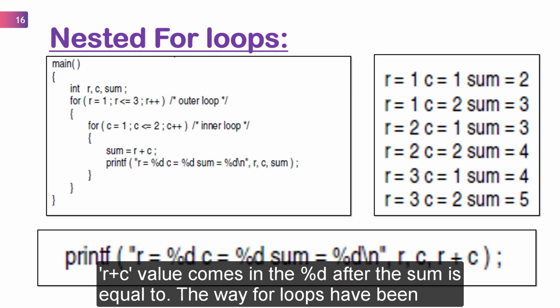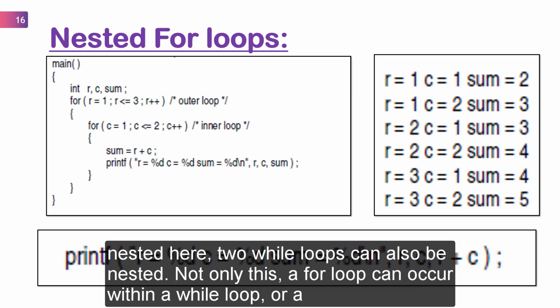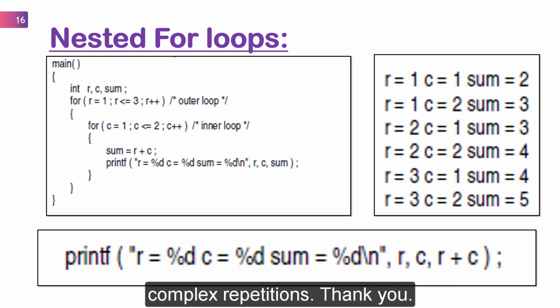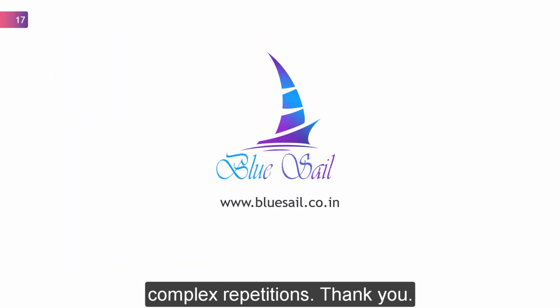The way for loops have been nested here, similarly, two while loops can also be nested. Not only this, a for loop can occur within a while loop or a while loop within a for loop. So with this, we come to the end of this session. In the next class onward, we will learn of more complex repetitions. Thank you.